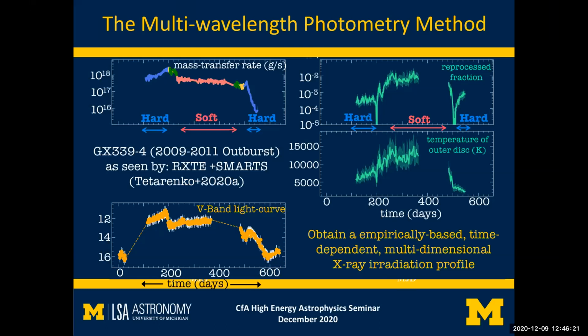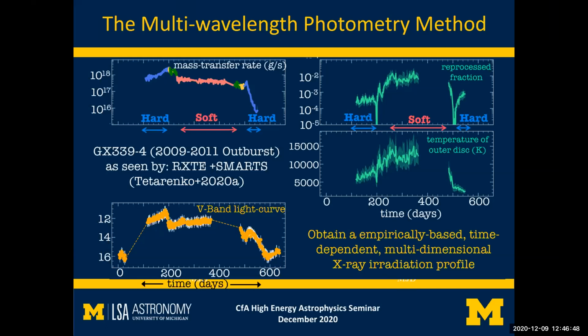Now, essentially, the method works by directly comparing X-ray light curves, which is a measure of our bolometric luminosity, and in turn, a proxy for the mass accretion rate onto a compact object, against UV, optical, and/or infrared photometry, which provides the only means to directly and accurately measure the radiation flux. Now, this methodology essentially yields a complete, empirically based, time-dependent, multi-dimensional X-ray irradiation profile.